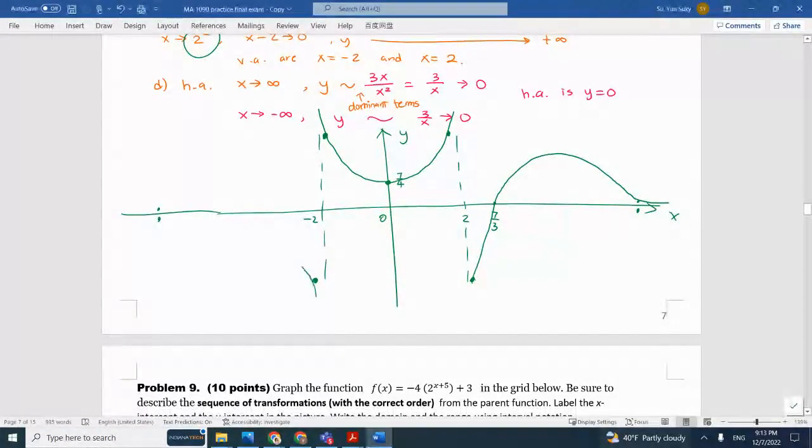Okay, so draw this. This is a sketch of the graph, and this is problem 8. If you can understand problem 8, could you type 8 in the chat?